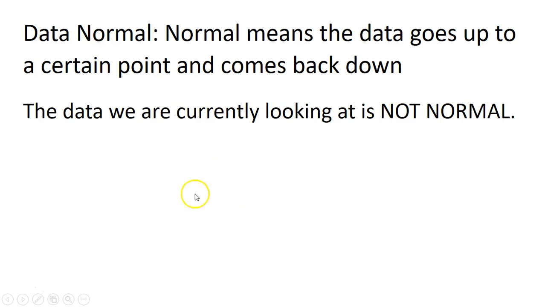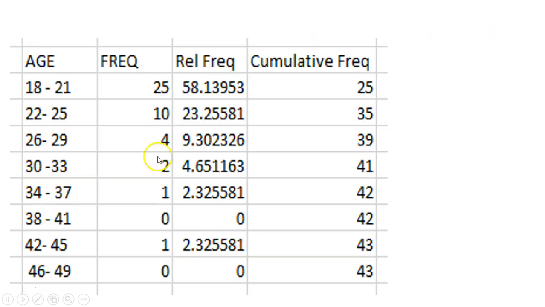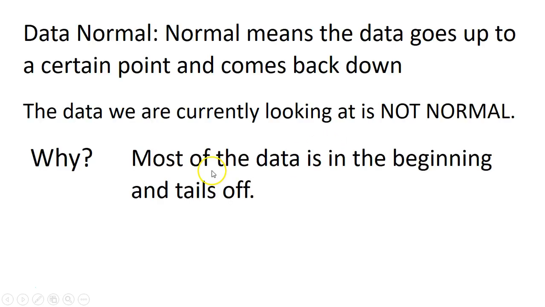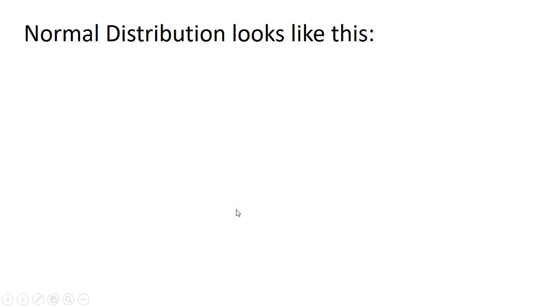Okay? Does it look like the data goes up and then comes back down? No. Why? Because most of the data is in the beginning, and then it seems to kind of tail off, right? Think about it. 25 right away, then 10 kind of goes down, then it's 4, 2, barely anything. It's tailing off. Starts off big, works its way down towards the end, so it's not normal. Starts high, works its way down to low.